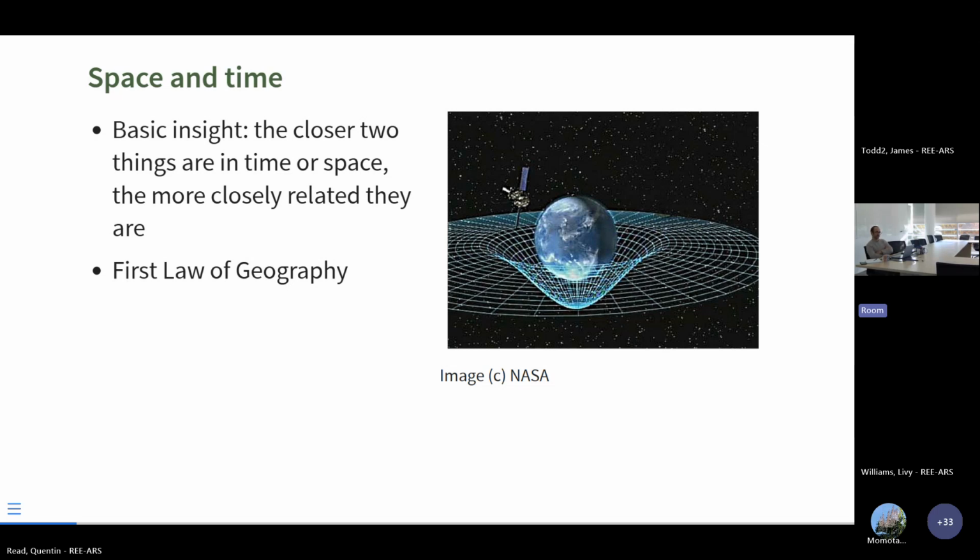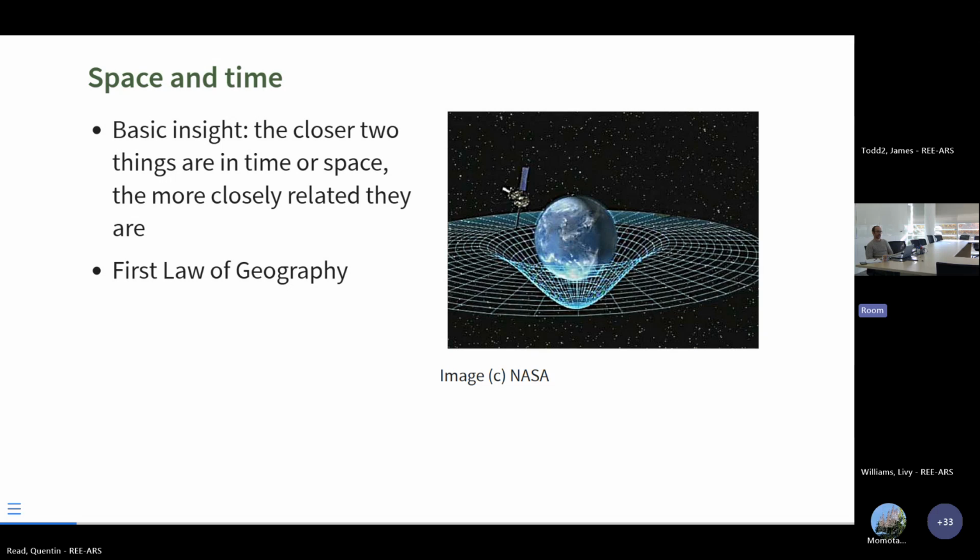So today it's going to be all about space and time. And the basic idea behind this, and why we have to care about where things are located in space and time, is what in geosciences is called the first law of geography. The closer two things are in space, the more closely related they are. And the same goes for time. The closer two things, whatever they are in the world, are in time, they're going to be influenced by the same causes, and they will tend to be more closely related. And that will show up in the statistics as well.